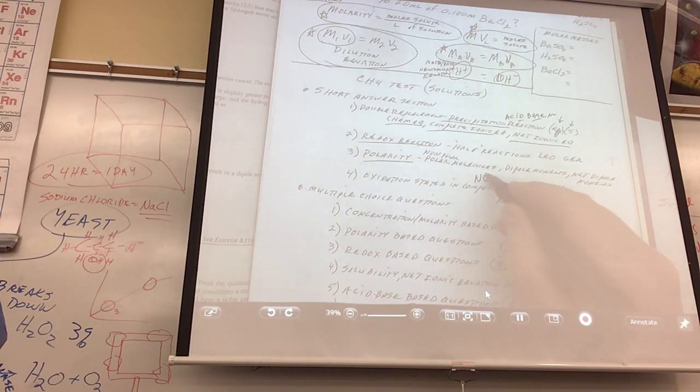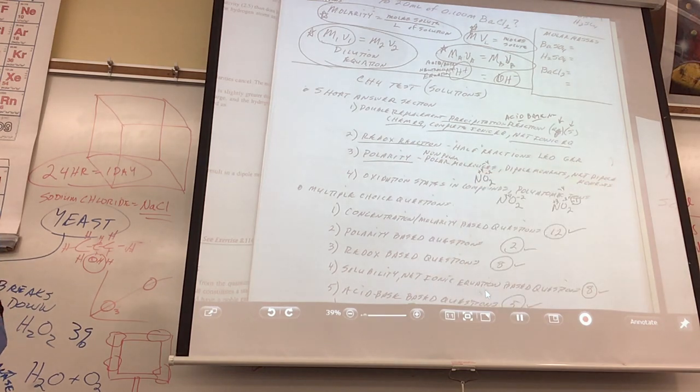Each oxygen is -2. You have two of them. And the whole thing has to have a net charge of 0. So what do you think? Okay, that should be not too bad.